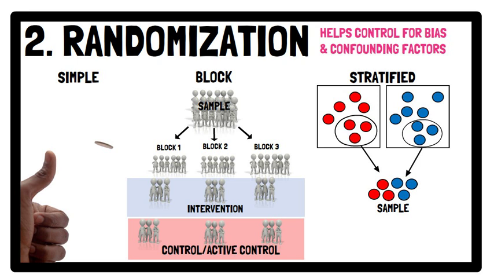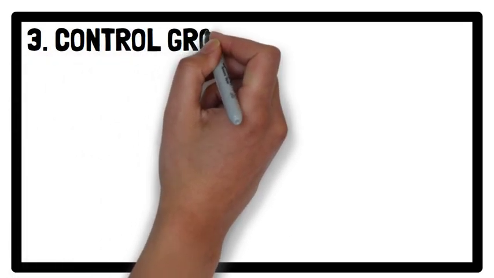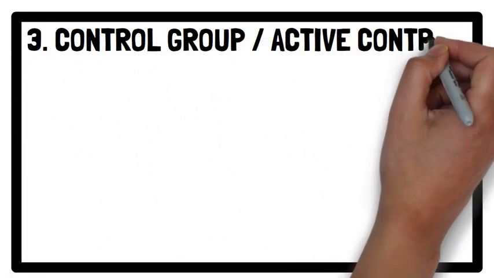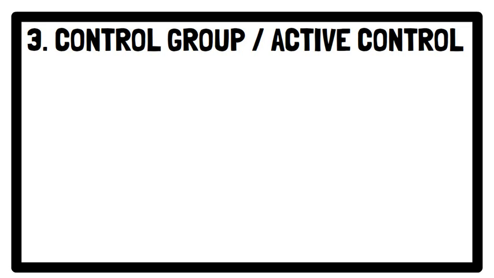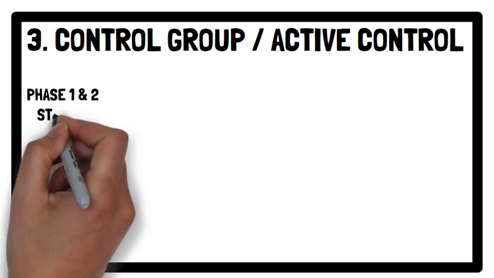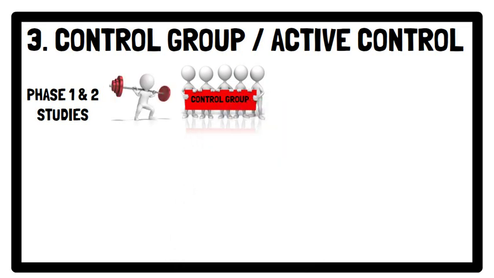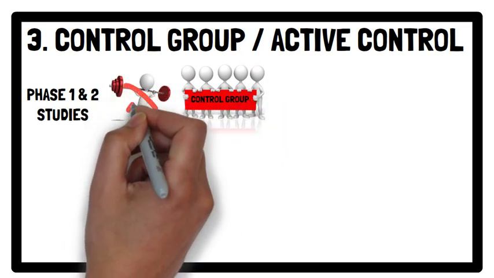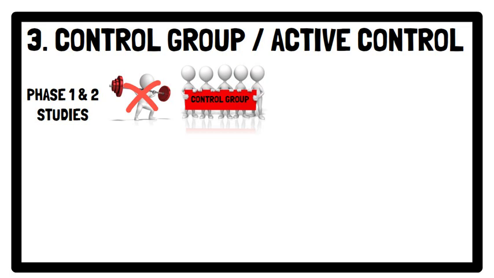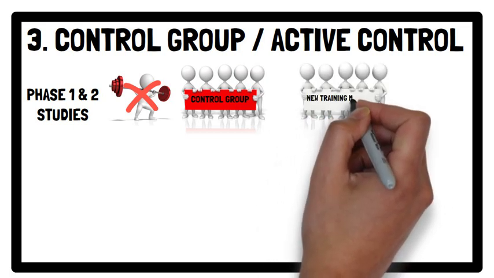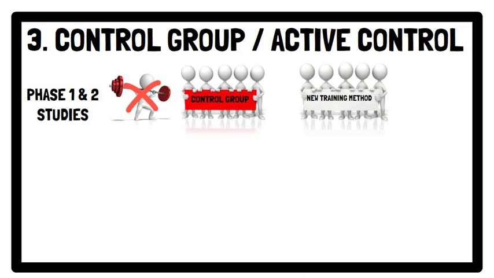Next, a key step to ensure robustness in randomized controlled trials is the selection of a control group or active control. For Phase 1 and 2 studies, a control group should avoid performing any relevant training which could affect the validity of the trial. If researchers do not know the efficacy of a new training method, they need to verify its effect in comparison to a control group.